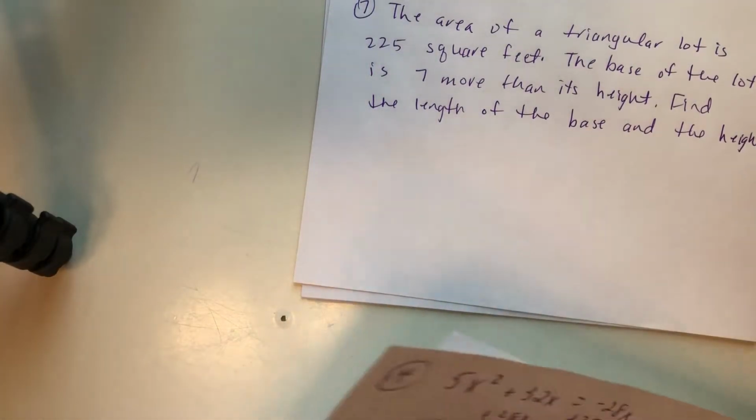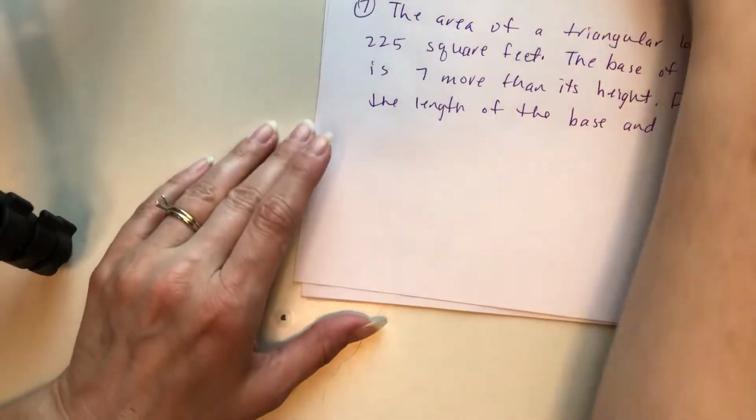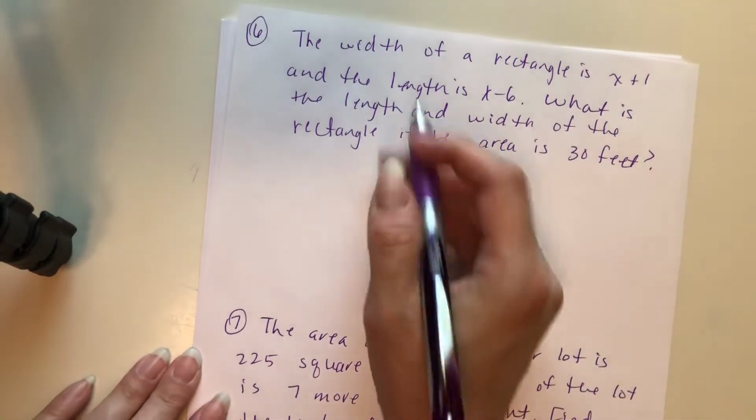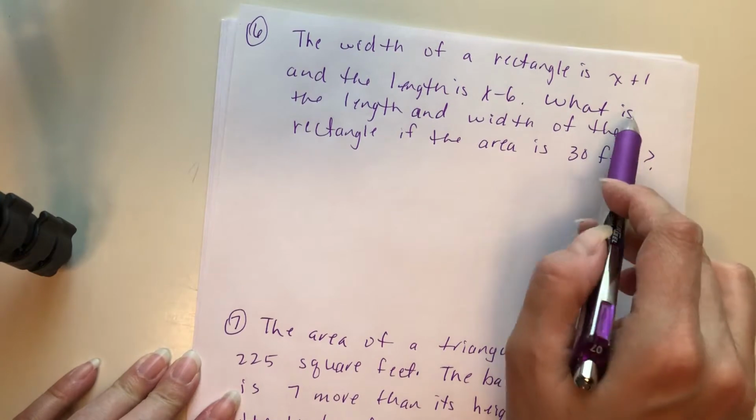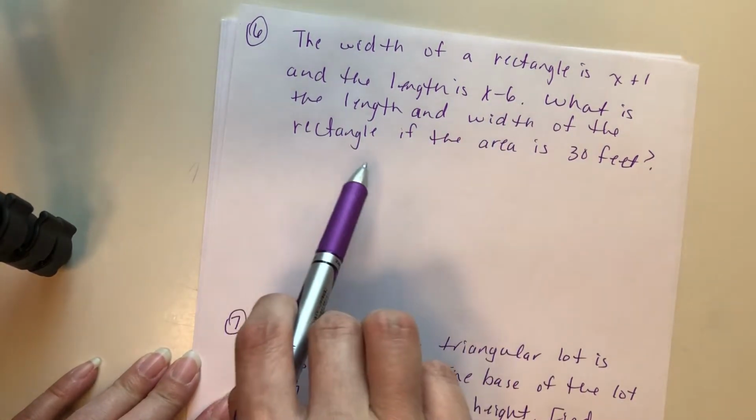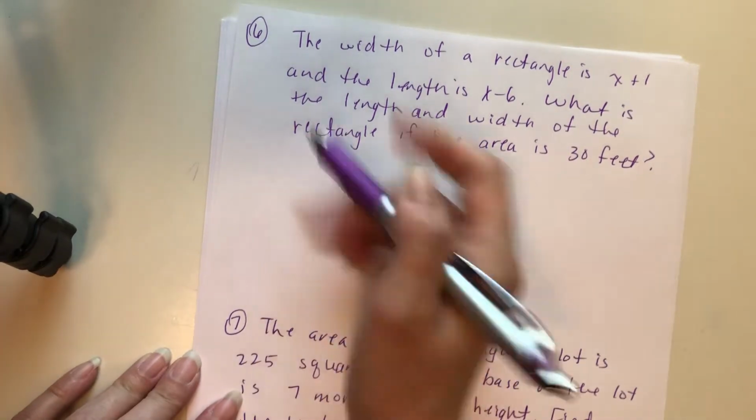Number 6. The width of a rectangle is x plus 1 and the length is x minus 6. What is the length and width of the rectangle if the area is 30 feet?